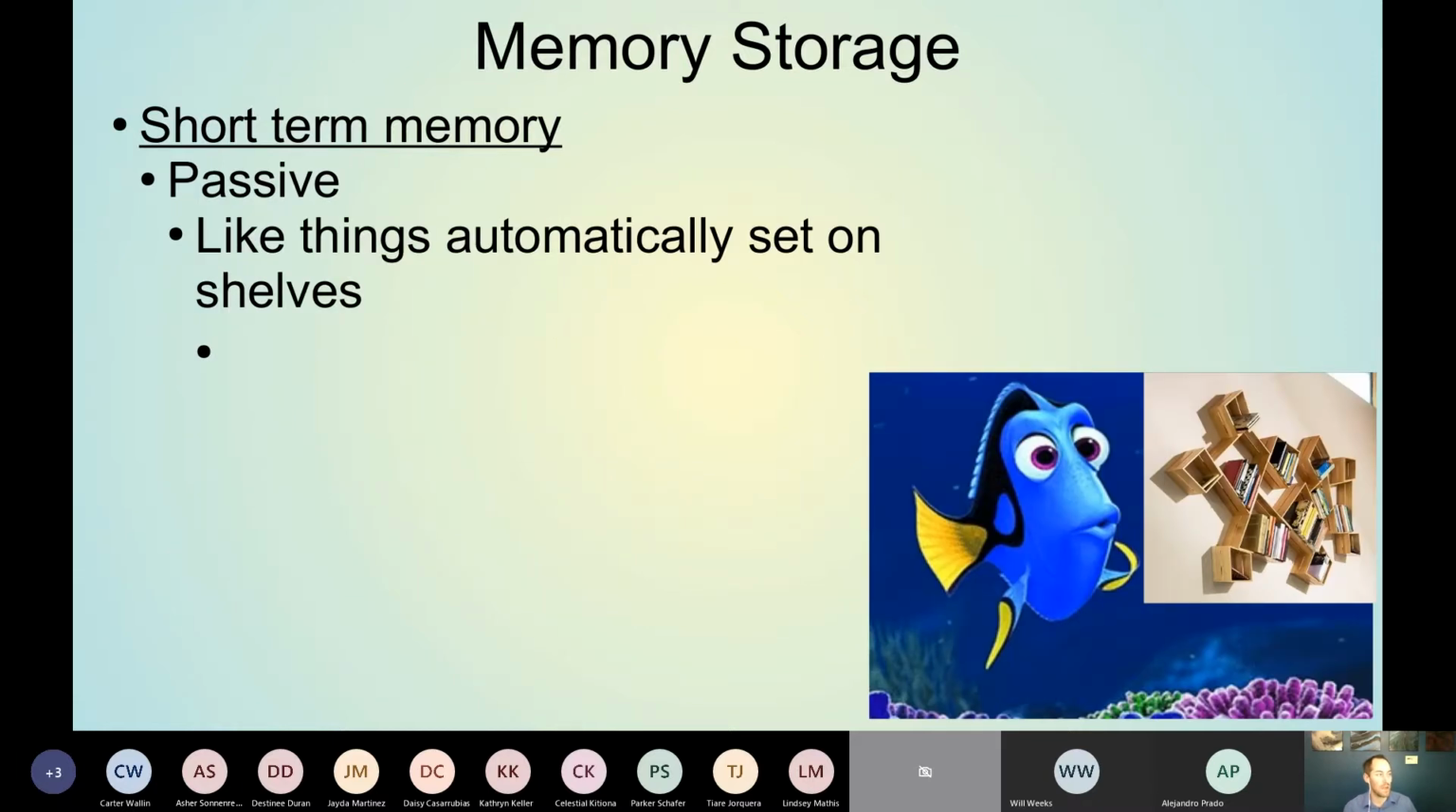So short-term memory is passive. It's like things that are being automatically set on shelves and then coming off the shelves. Dory is a really good example of this. The short-term memory for Dory just comes and then goes. So Dory can remember some things that have just happened, but then they're just gone. So I think that buffer example is a good one too, a reverse buffer. So you've got that 30-second chunk, and then it slowly is going away. And so that 30 seconds is gone, and it's continuously getting the next 30 seconds and reverse buffering that.